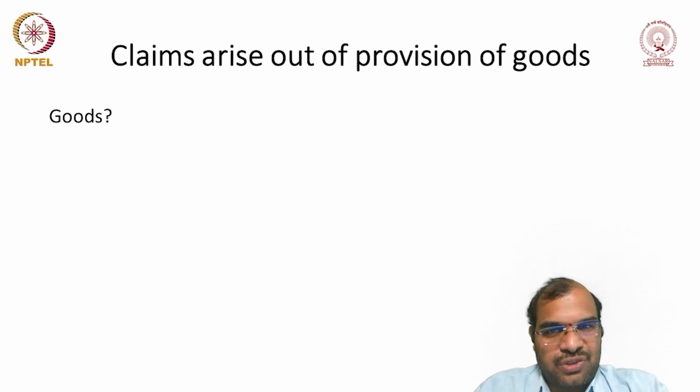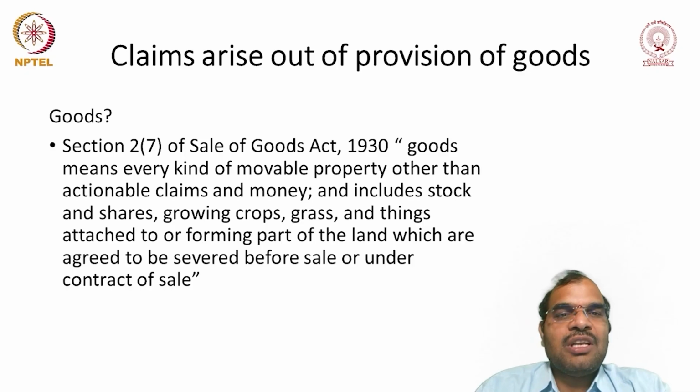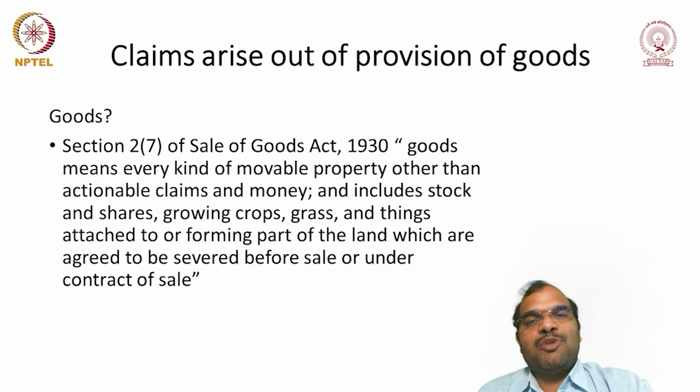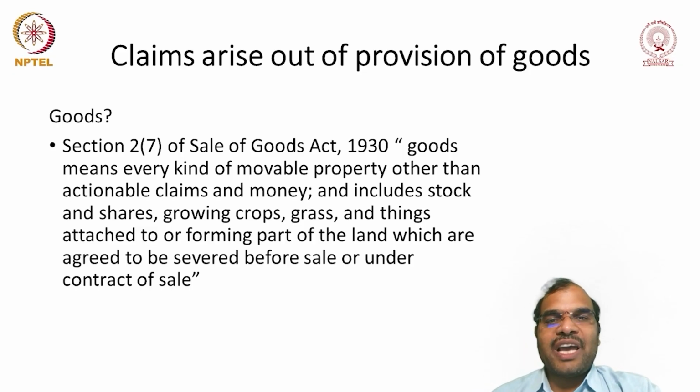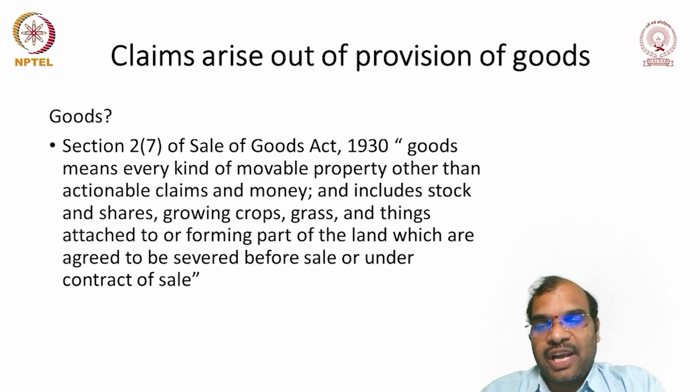What is the meaning of goods? First of all, we should understand what goods means. The definition of goods is given under the Sale of Goods Act. Section 2 subsection 7 of the Sale of Goods Act defines goods as every kind of movable property. Whatever may be the movable property, that which I can move, is called goods. Other than actionable claim and money. So goods do not include actionable claim and money.